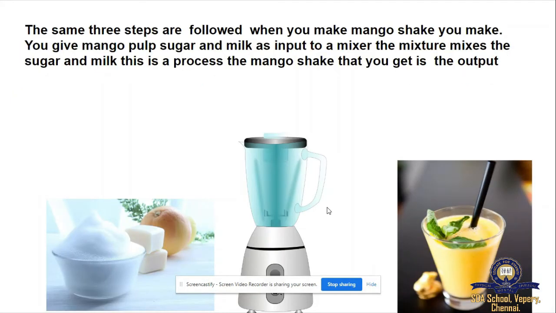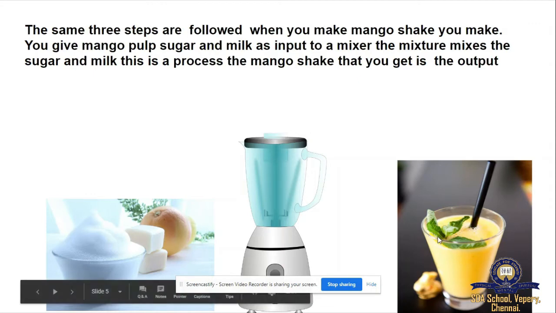In the same way, when we make a milkshake, the same three steps are followed. When you add milk, sugar, and mango pulp into the blender, the mixer mixes the mixture. Okay, the final outcome, the mango shake that we get, is the output.